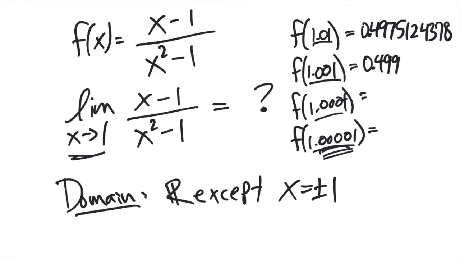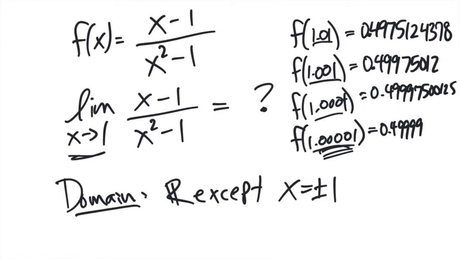So for 1.001, I got something like 0.4975012. You don't have to go 15 decimal places, but more than 2 or 3. Something like 7 or 8 is fine. The next one, 1.0001 with 3 zeros there, I got something like 0.49997500125. And the last one that I chose, because we could have kept going, I found something like 0.499975. I'll just stop there because then there are like 3 zeros after that.